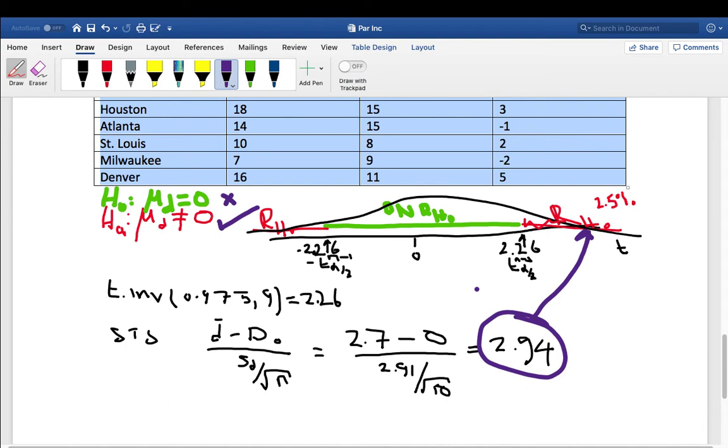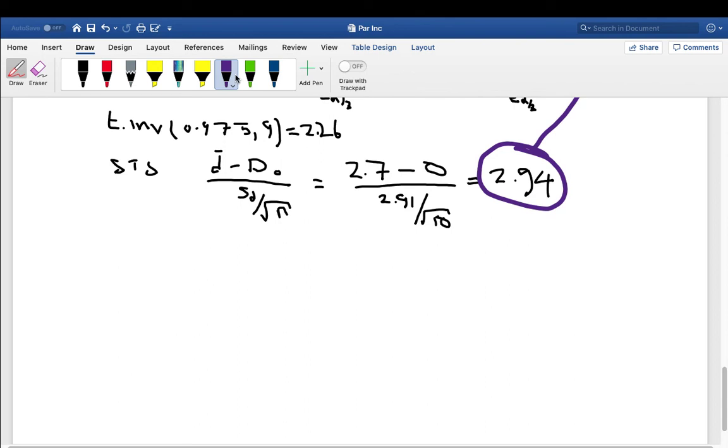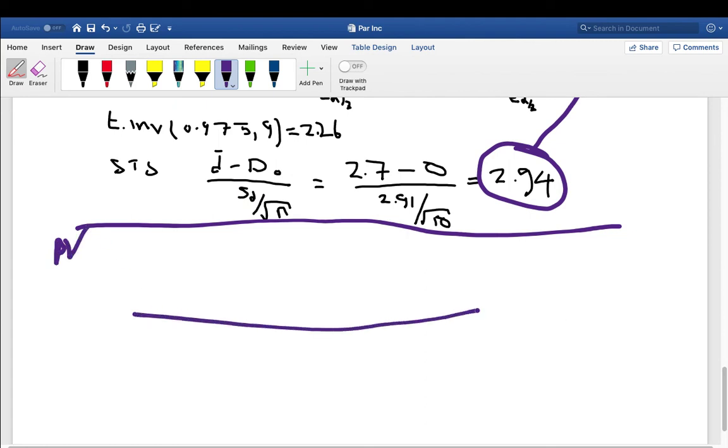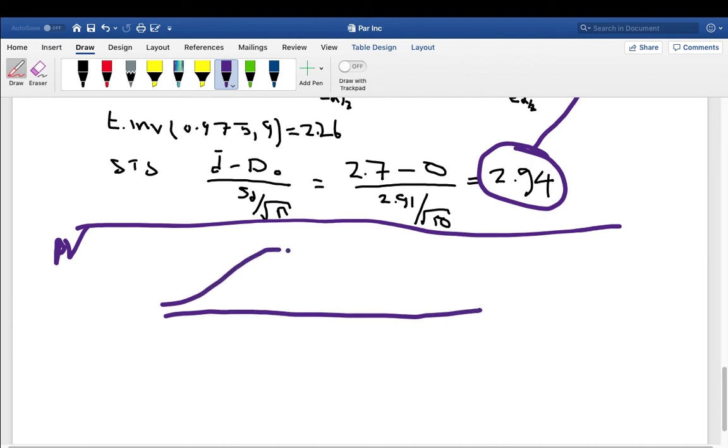So how are we going to calculate a p-value for this question? Well, let's have a look. So scroll down a little bit, see if we can fit it in. So we're going to use the p-value approach here. Now with the p-value approach, we need the test statistic to be put on here. Test statistic is 2.94.